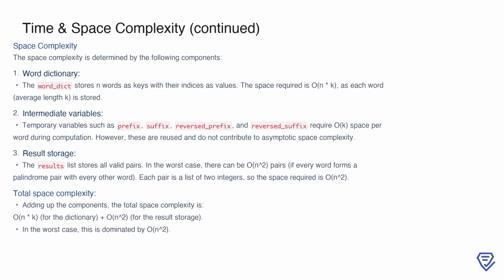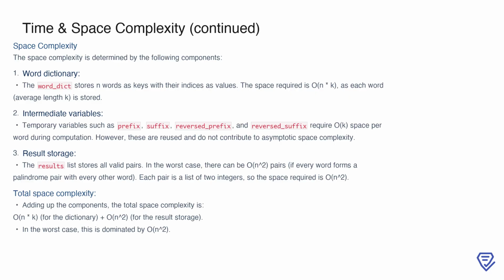The primary contributor is the word dictionary, which stores n words as keys and their indices as values. This requires O(n * k) space, as each word has an average length of k. Additionally, temporary variables like the prefix, suffix, and their reversed counterparts occupy O(k) space per word during computation, but these are reused and do not add to the asymptotic complexity.